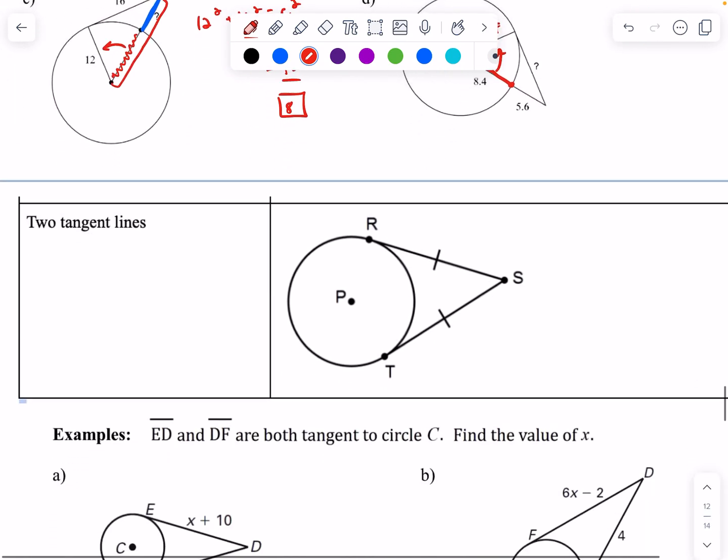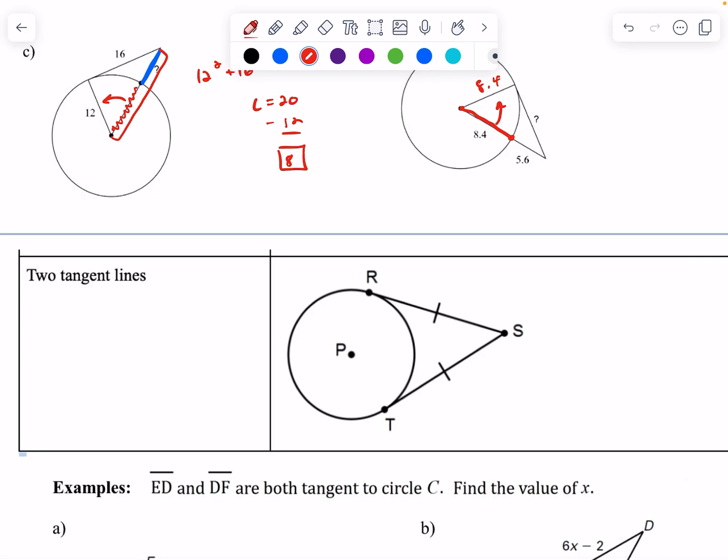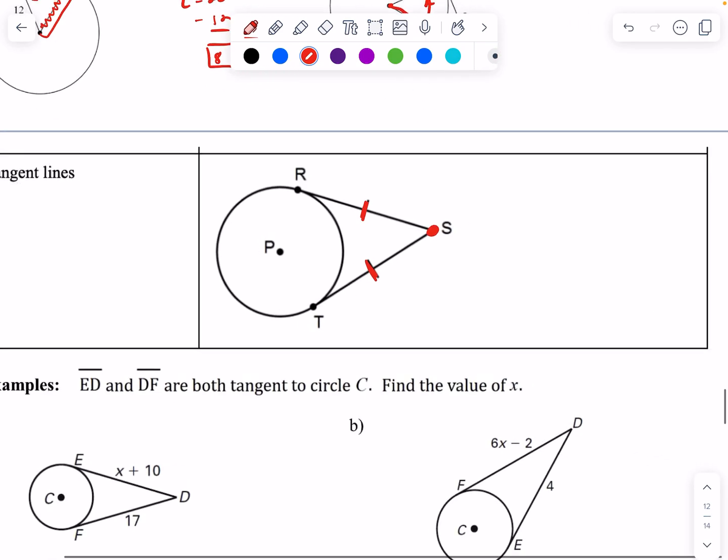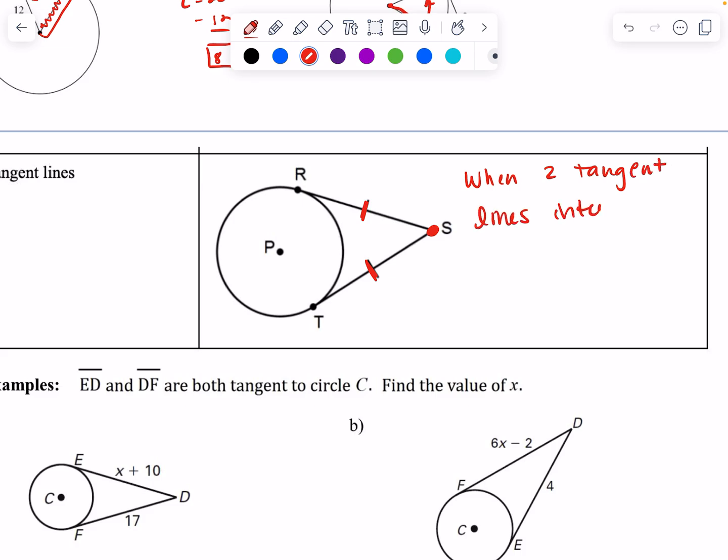Last little bit of information on tangents and chords, radii. If you have two tangent lines that meet at a point, like point S, we could then say that this segment and this segment are equivalent or equal. And so, again, if you're writing this out, when two tangents intersect at a point, the segments are congruent.